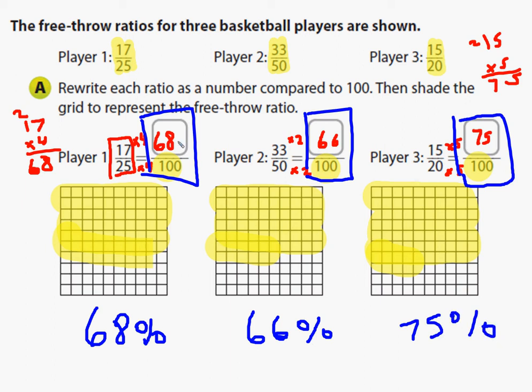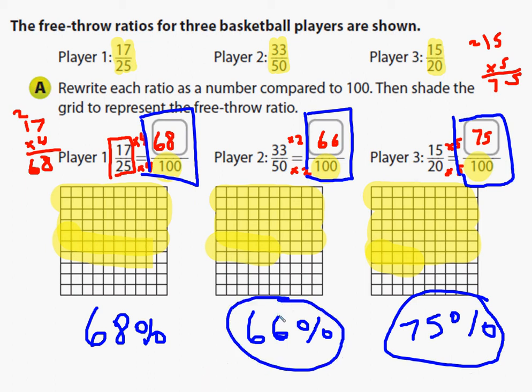Now, I can't tell by looking at 17 25ths, 33 50ths, or 15 20ths who's the best player. But now that I have percentages, I can easily tell that this person got the most shots. This person got the fewest shots. Even though it says up here 33 50ths, this looks like the biggest number. It's just the biggest numerator. They all have different denominators. But with percentages, it's very easy to tell. That's one of the reasons we use percentages so often in life, because we immediately know what the quantity is, because it's out of 100.